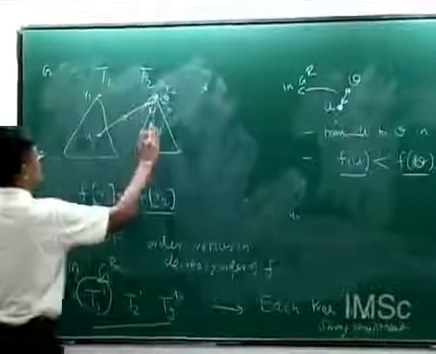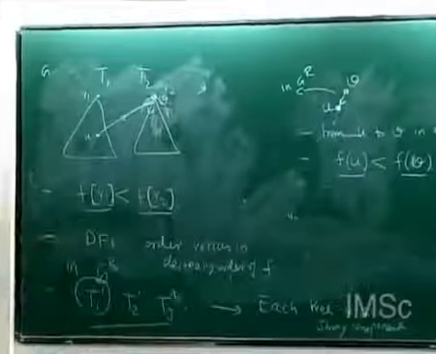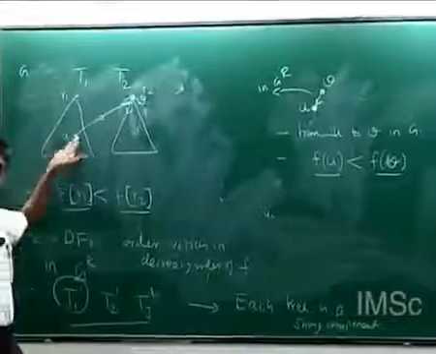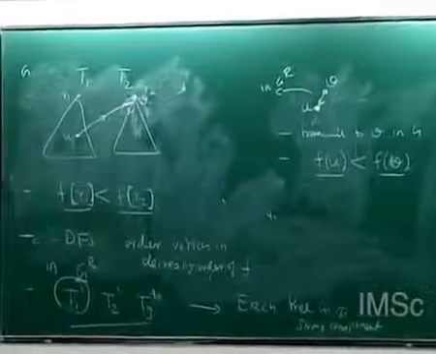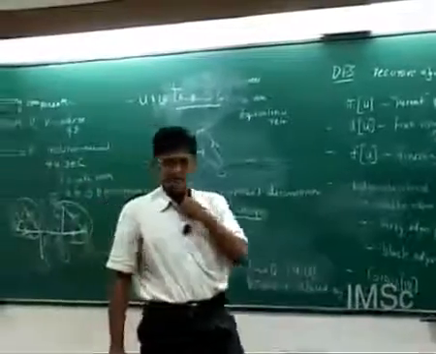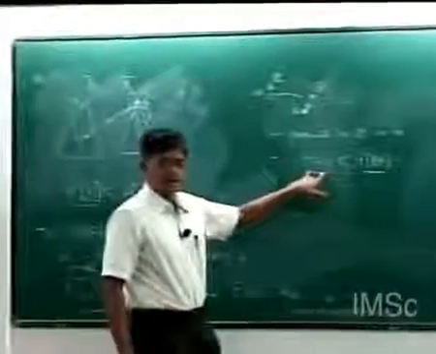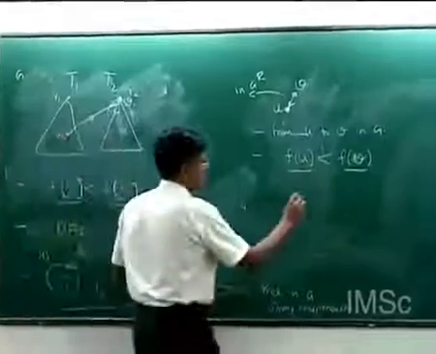So let me remove this to avoid any confusion. This is the second case. Now let's exploit the fact that U had finished before V. Could that have happened? Let's see. Let's assume that had happened. So remember that we have that f of U is smaller than f of V. So let us draw a picture.